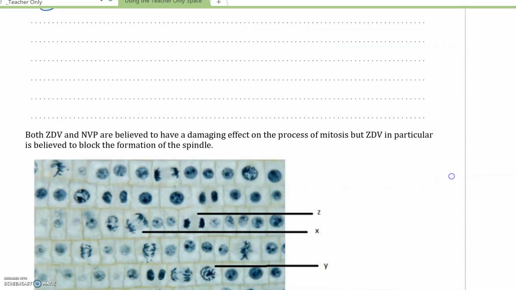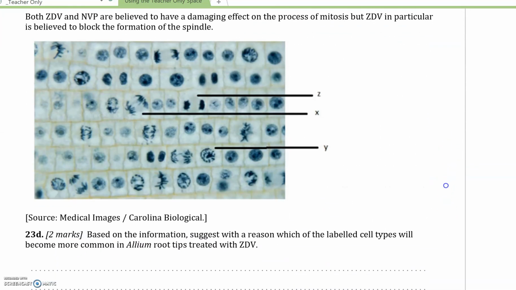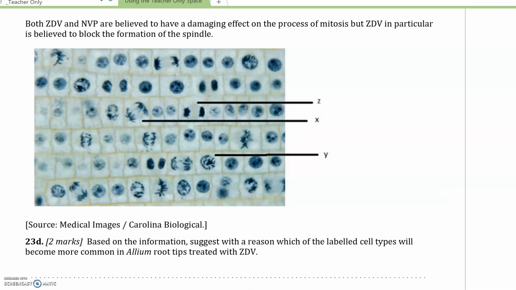Okay, so now we move on, and it says both ZDV and NVP are believed to have a damaging effect on the process of mitosis, but ZDV in particular is believed to block the formation of the spindle. So based on the information, suggest which of the labelled cell types will become more common in allium root tips treated with ZDV.